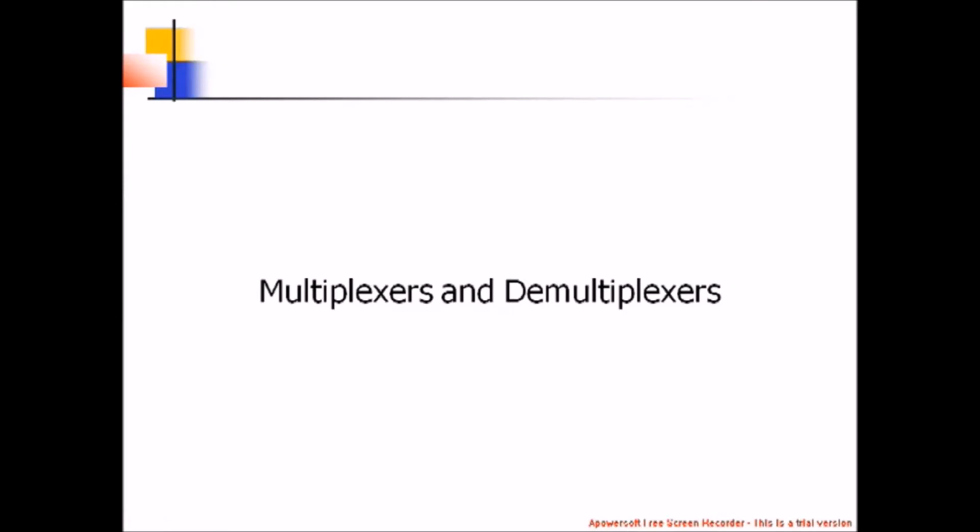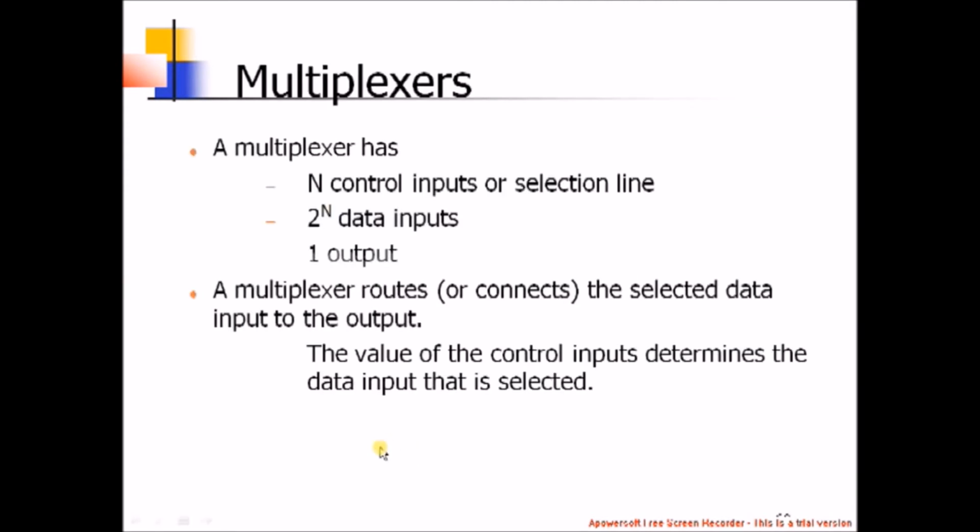We'll discuss multiplexers and demultiplexers. So initially let us see what a multiplexer is, and then we'll move on to the demultiplexer. Multiplexer. A multiplexer has n control inputs or selection lines, 2 power n data inputs, and 1 output line.